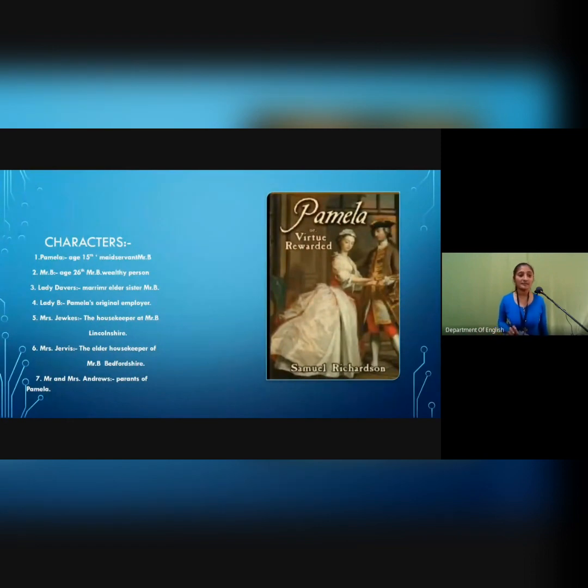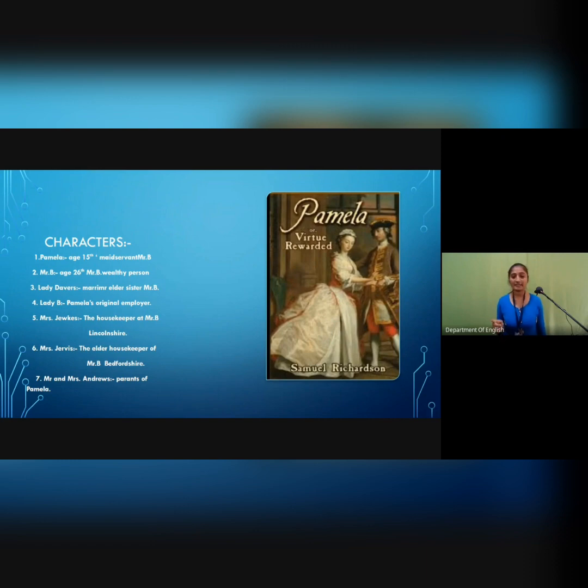Now I'm dealing with the characters in this epistolary novel. First character is Pamela. Pamela was a 15-year-old girl. She is a maid servant of Mr. B, and she was very curious, pretty, and she is presenting a great intellectuality in this novel. And Mr. B was 26 years old, and Mr. B was a wealthy person.